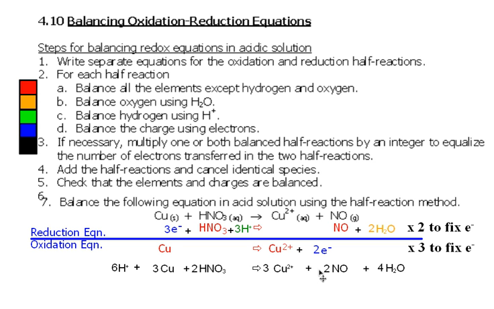So again, we split them apart. We balanced the elements, then we balanced oxygen using water, we balanced the hydrogens, we took care of the electrons. Then we did it to the other half of the reaction. Then we multiplied both reactions to equal out the electrons. Then we added it back together and we made sure it was balanced. I think we're going to take a look at another example now.